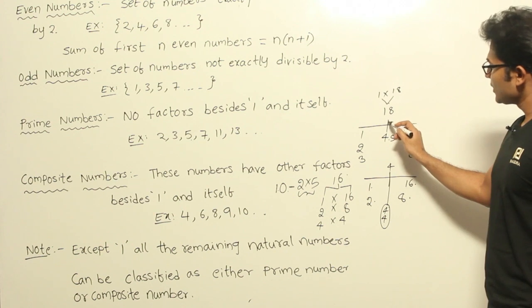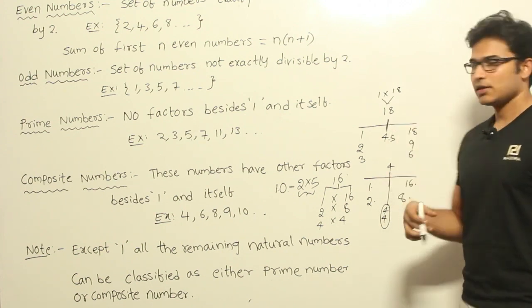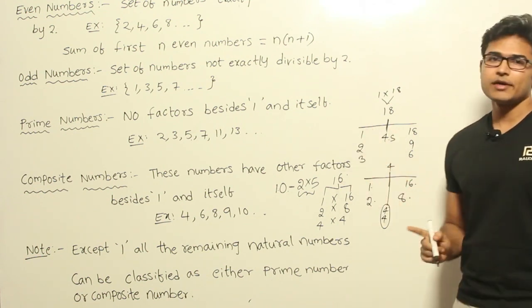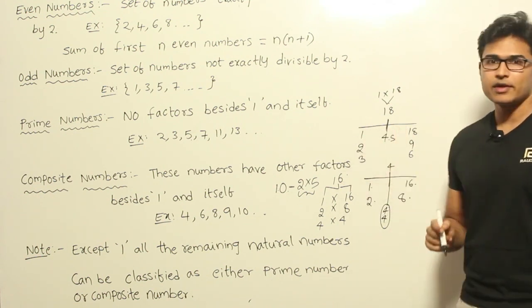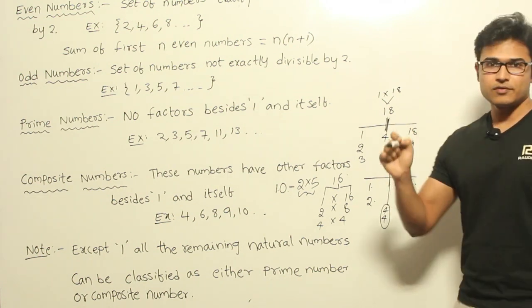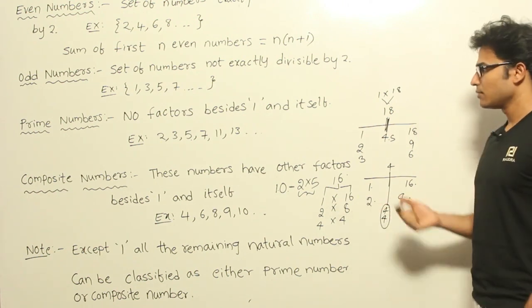So which means if you take the square root of a composite number, and you are going to write that composite number as a product of two numbers, then definitely one of the numbers is going to lie on one side and the other number is going to lie on the other side. And in the best case, both the numbers can be equal to the square root if that number is a perfect square, like this example, right? So just remember these points.